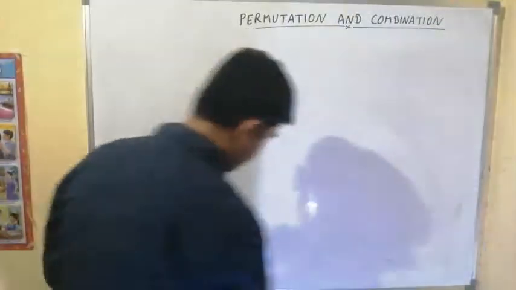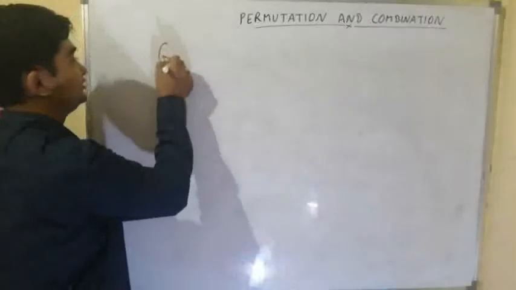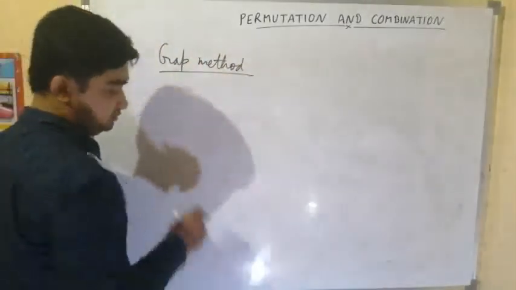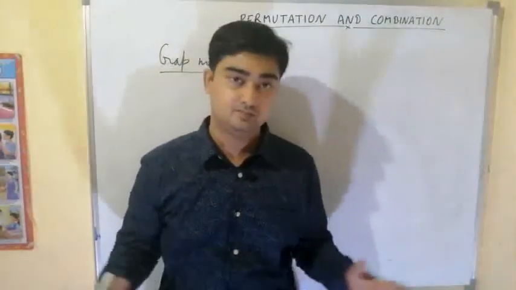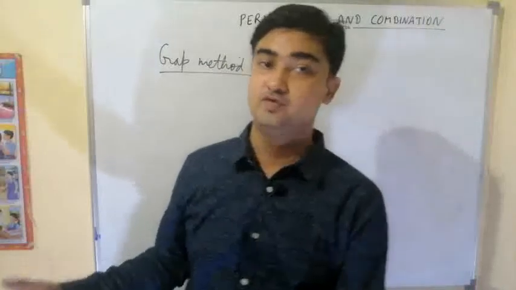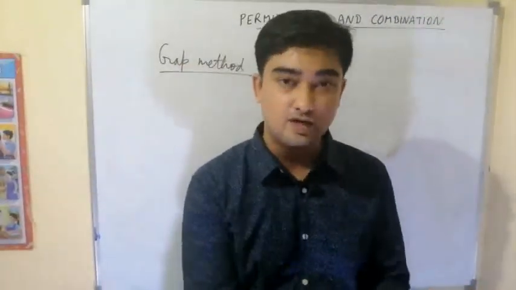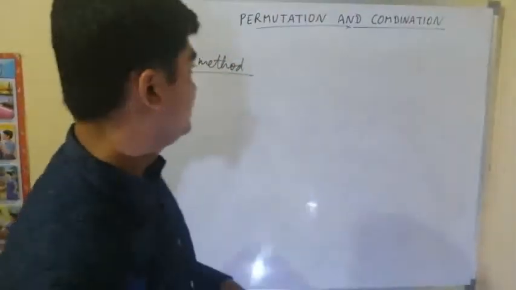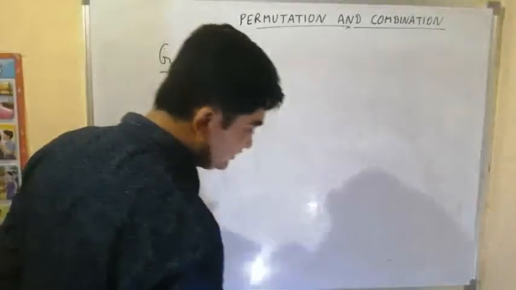That is gap method. Many problems will come from this concept, that is gap method. What is gap method? In gap method, problems will be like there are certain objects of one kind, certain objects of another kind. We have to arrange them in such a way that no 2 are together, no 3 are together, or they are alternate, like that. Problems will come under the heading gap method. So we'll do one problem to understand this.